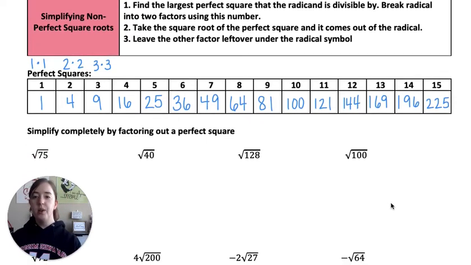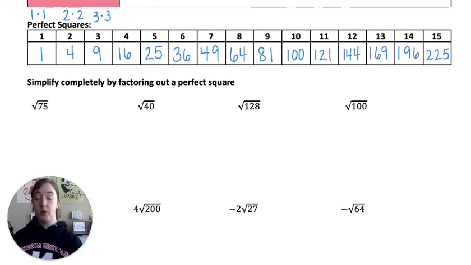Okay, so we want to find the biggest perfect square that goes into 75. What I do is start with the value that is just less than 75. Now I take 75 divided by 64. Does that go in evenly? No, it doesn't. So then we'll take 75 divided by 49. Does that come out evenly? No. Then 75 divided by 36. Does that come out evenly? No. But 75 divided by 25, that does come out evenly.